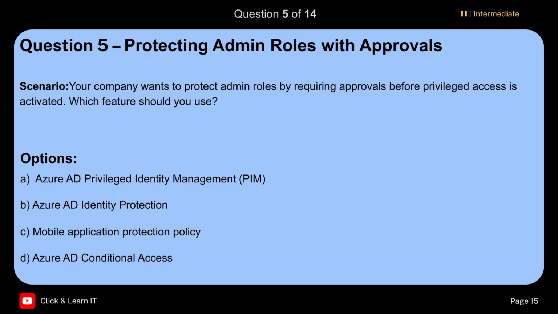Question 5. Your company wants to protect admin roles by requiring approvals before privileged access is activated. Which feature should you use? Options are Azure AD Privileged Identity Management, Azure AD Identity Protection, Mobile Application Protection Policy, or Azure AD Conditional Access.